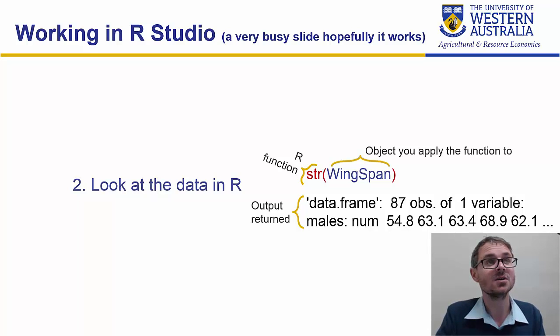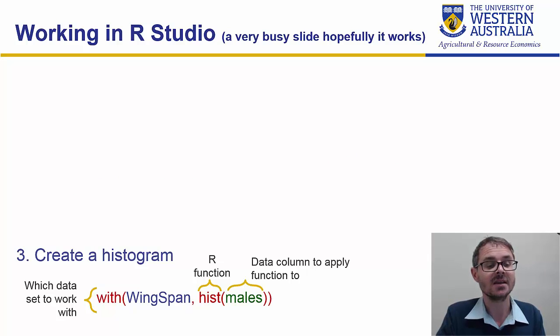And then the third thing I do is I create a histogram. And we've got through all the hard work actually. Now we just create the histogram. So again, we have to apply two functions here. Because you can have many data sets in R, we use the with function. So we say with the R object Wingspan.